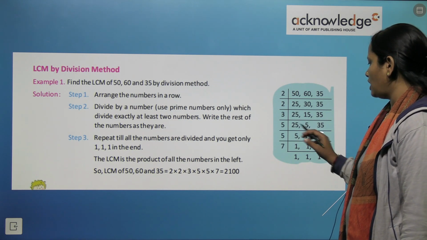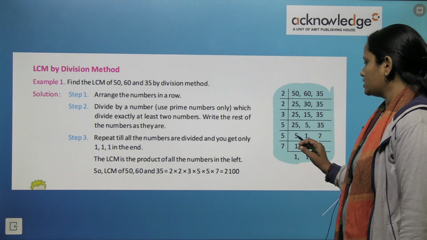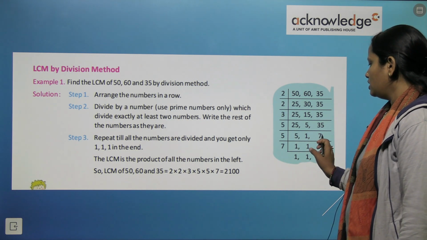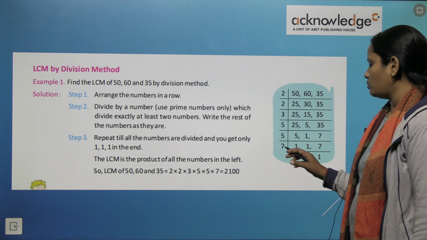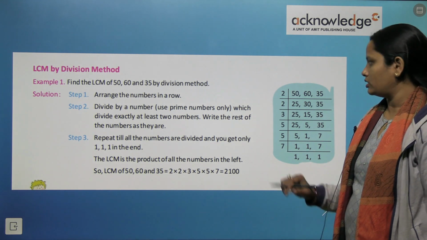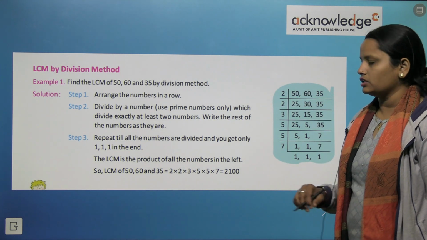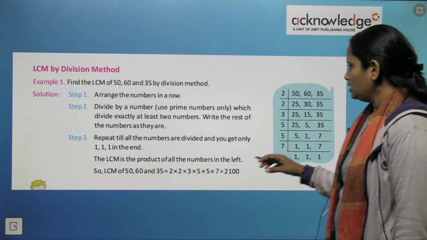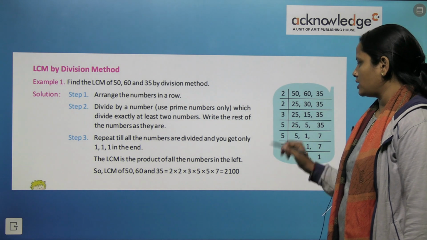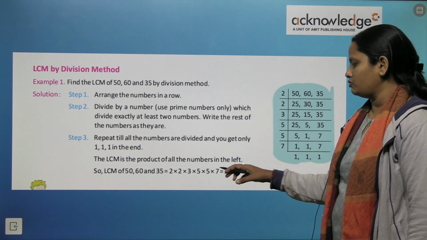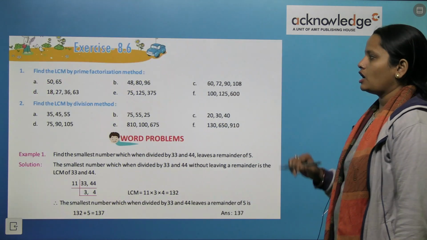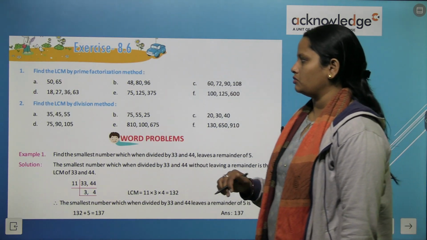Now 1 will come and here 7 will come. Again let's divide this 5 by 5. So it will come 1. Now 7 is remaining. अब इस 7 को हमने 7 से divide किया, we get 1. So these are the factors. जब इन्हें हम multiply करेंगे, 2 multiply 2 multiply 3 multiply 5 multiply 5 multiply 7, we get 2100. So this is the lowest common multiple of the given numbers.